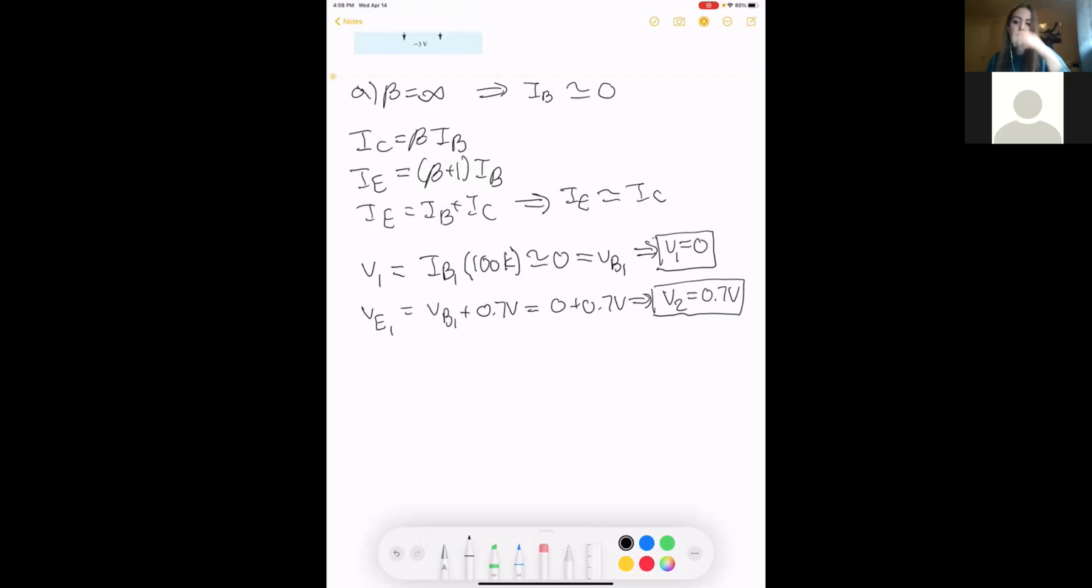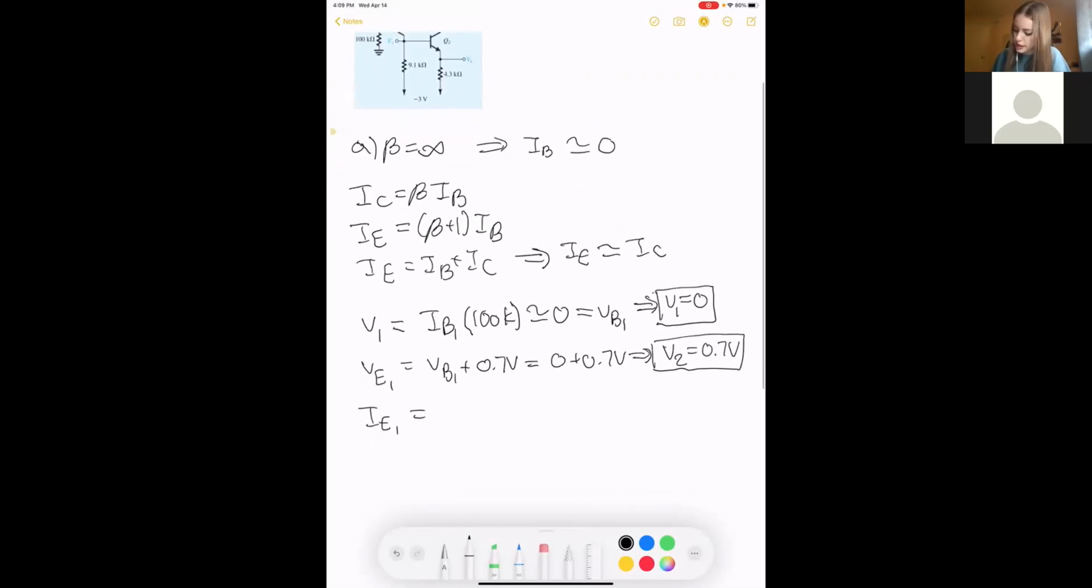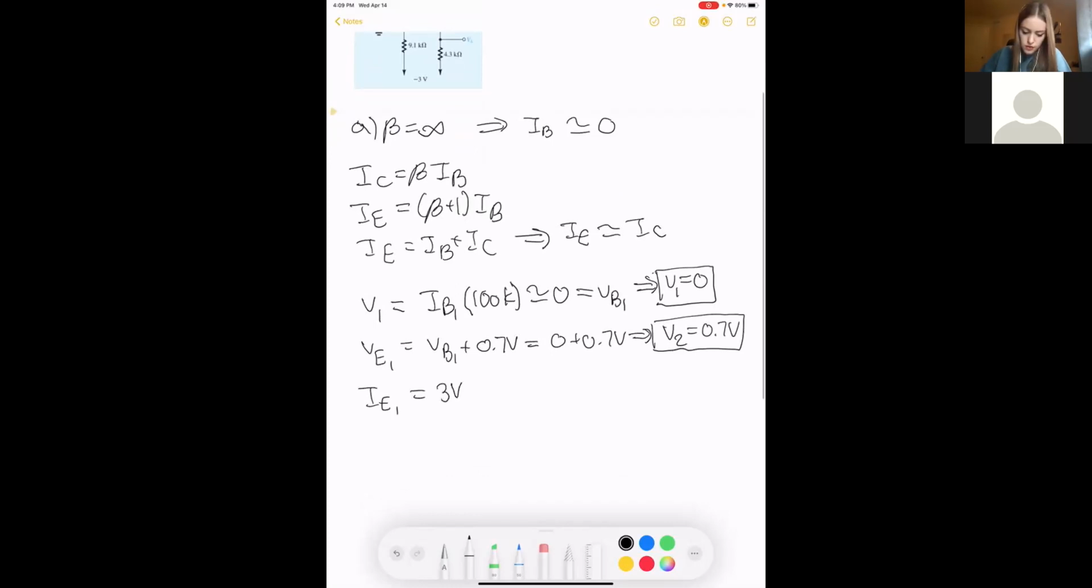Okay, so now we're going to find the current IE1, the emitter current. We're going to do a node voltage. We have 3 volts up there, 3 volts minus V2, which is our VE1, and we divide by the 9.1K resistor.